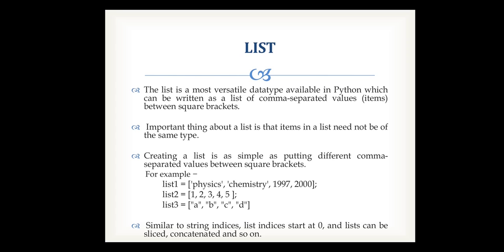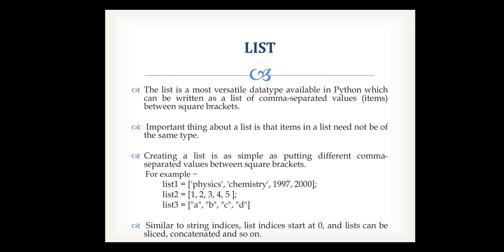Creating a list is as simple as putting different comma separated values between square brackets. See the example list 1. Here there are different values like physics, chemistry, these are subject names, but they are strings, separated by commas. There are also different values for a year like 1997, 2000. These are integer data types, right? So here the elements have different data types, but they are stored in list 1.